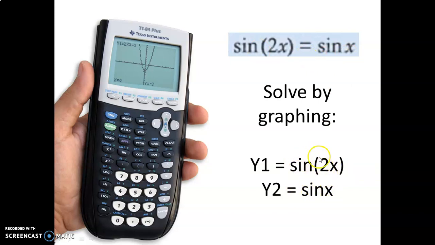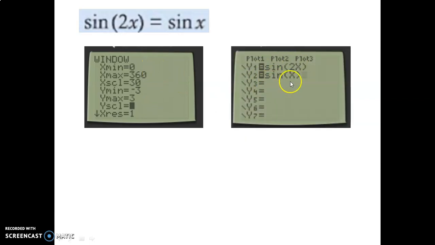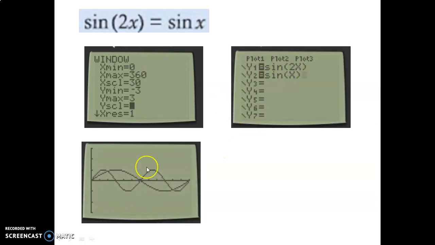Interesting. And thinking about transformations, this 2 in front here, what does it do? All right, so I hope you're thinking, well, that 2 is a horizontal dilation, and it actually compresses it by a scale factor of 1/2, if you remember your transformations. So we're going to graph those. So keep the window as we did in the last problem. Then enter your two equations, hit graph, and here we go.